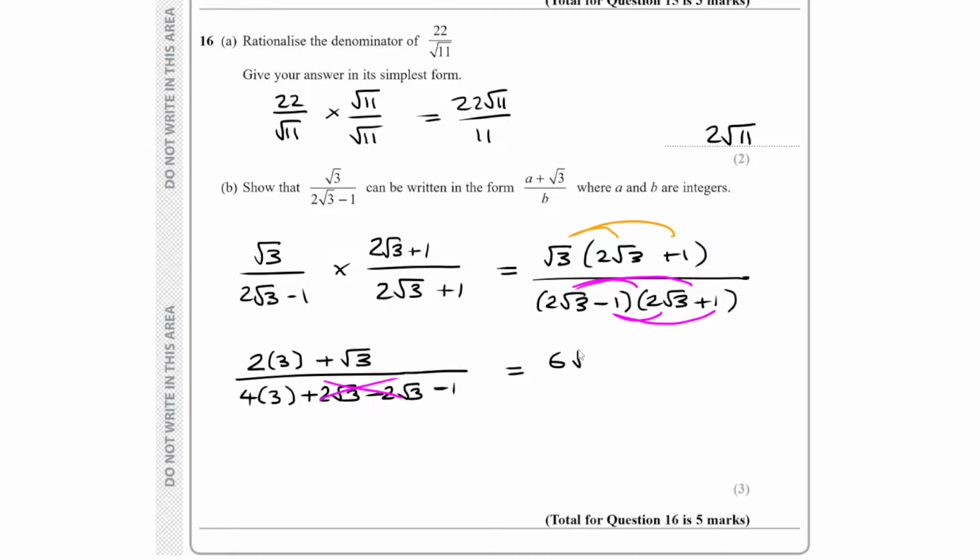So then we get 6 plus root 3 over 12 minus 1, which is 11. Now, that's the format they've got. You see there's nothing in front of the root 3, so that's fine. There's nothing else I can simplify. So that is the answer.